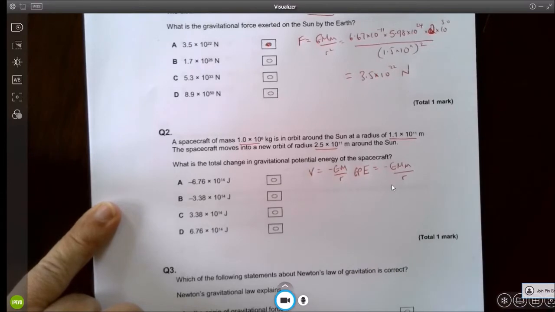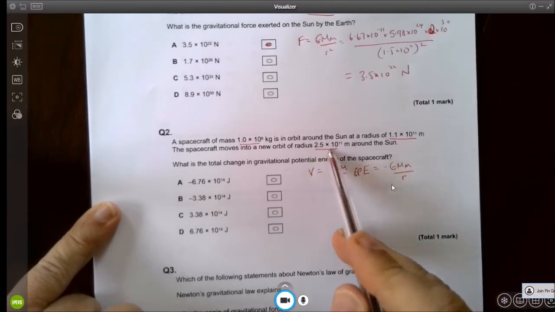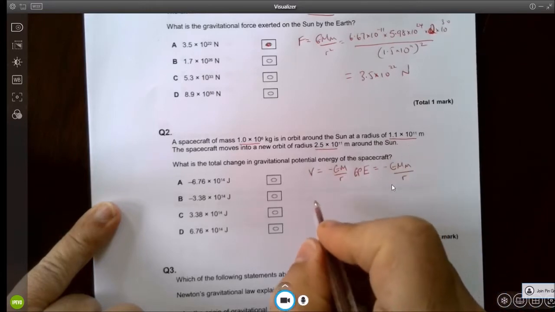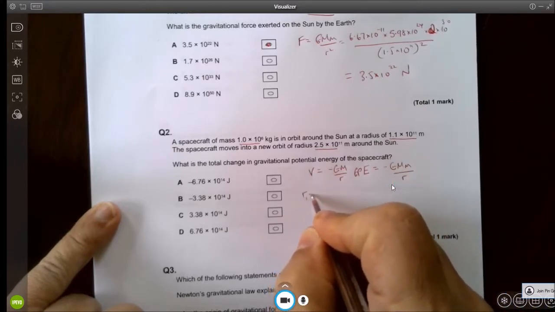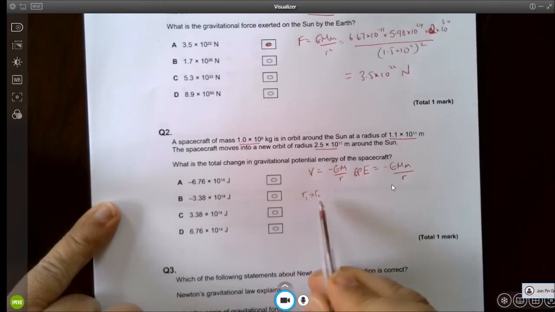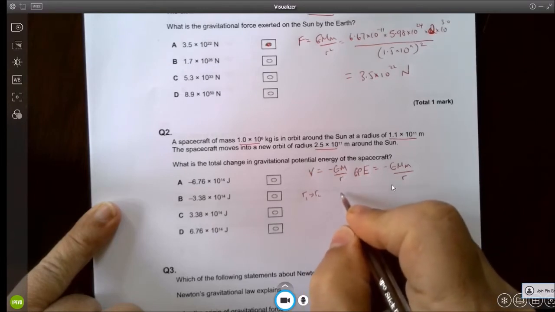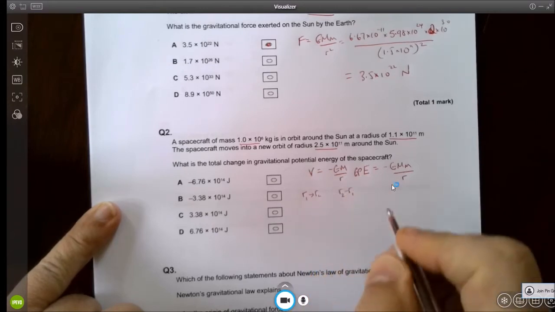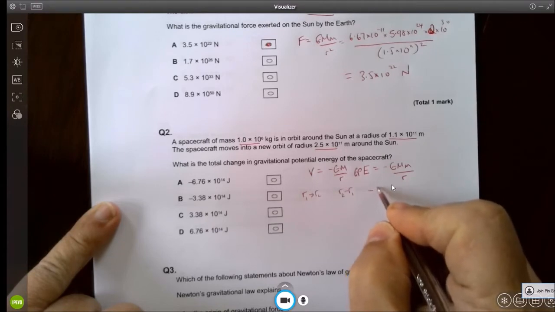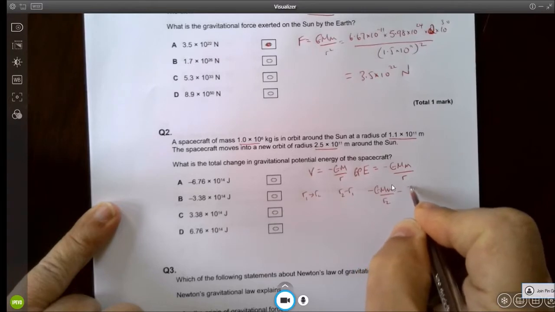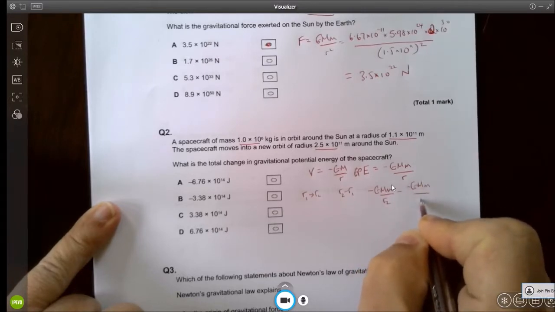And the big danger here is that you do R by finding the difference between these two. You must not do that. You must work out the energy here and the energy here and then find the difference. So if you're going from R1 to R2, two different radii from the Sun, with the difference, you do R2 minus R1. So that is minus Gm m over R2 minus Gm m over R1.